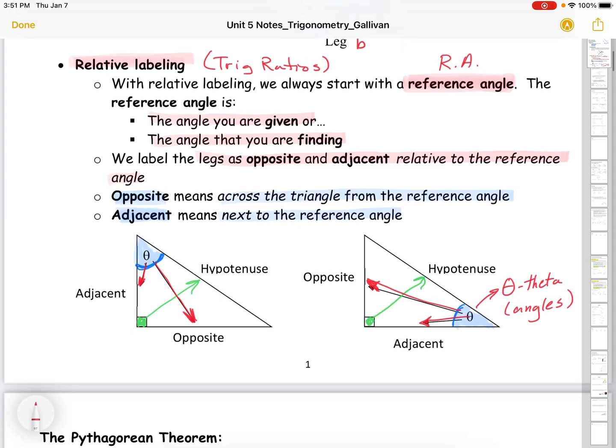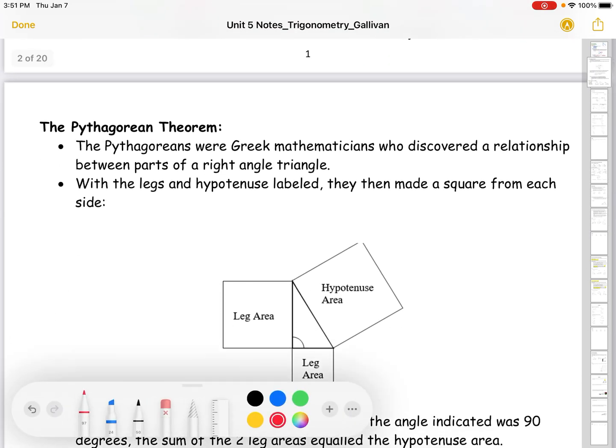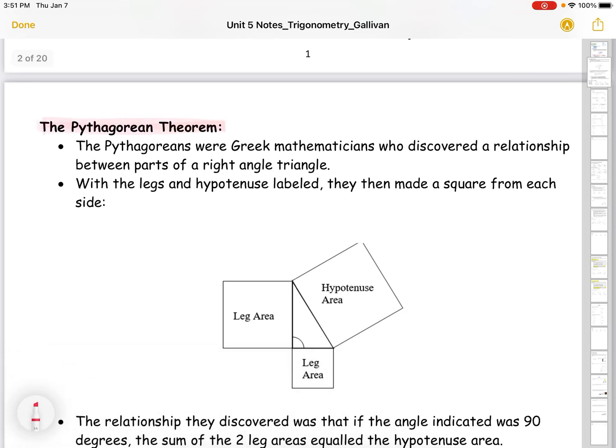So, the Pythagorean theorem. We're going to spend a bit of time on it because it is so fundamental. You use this until you're old and gray, trust me. Pythagoras himself was a Greek mathematician, and he discovered a relationship between the parts of a right angle triangle, the sides in particular.